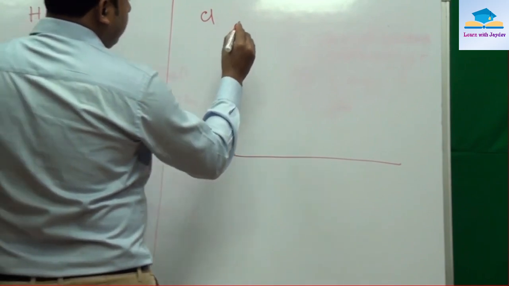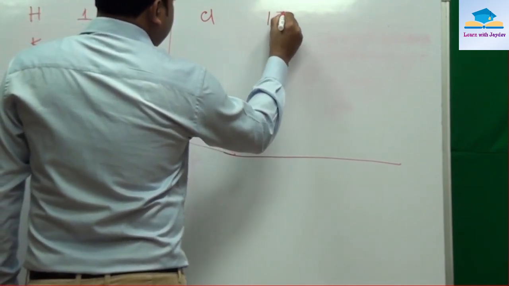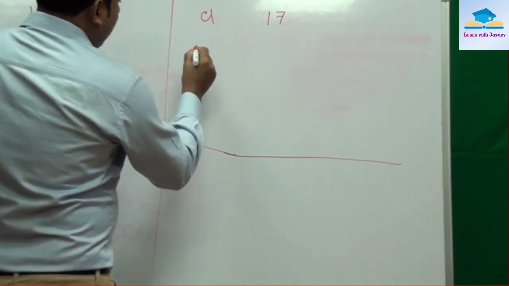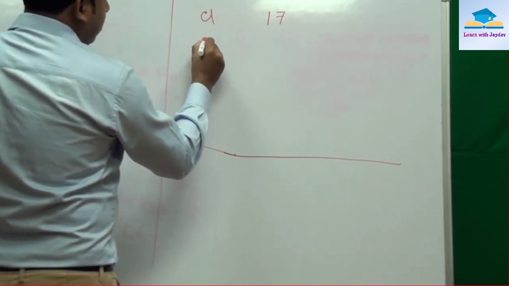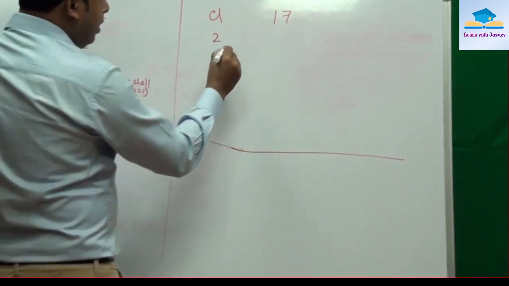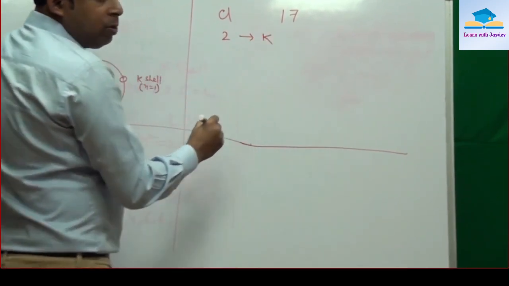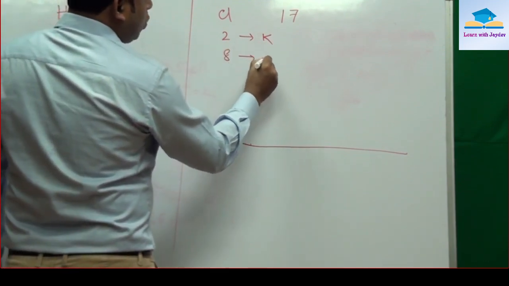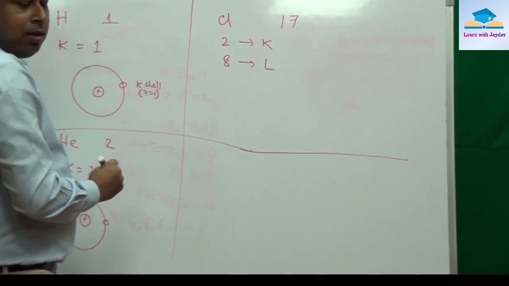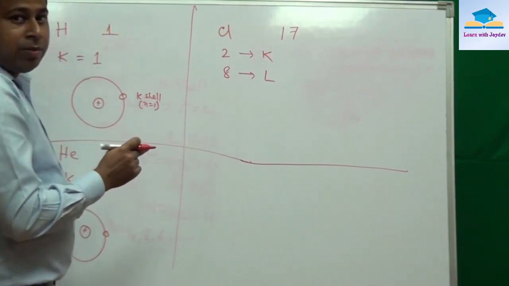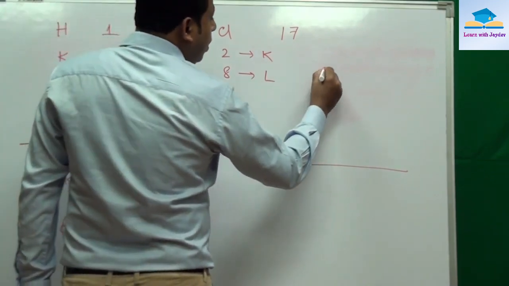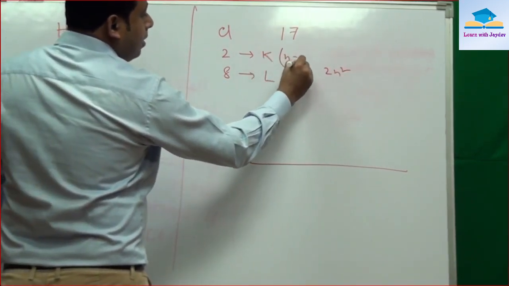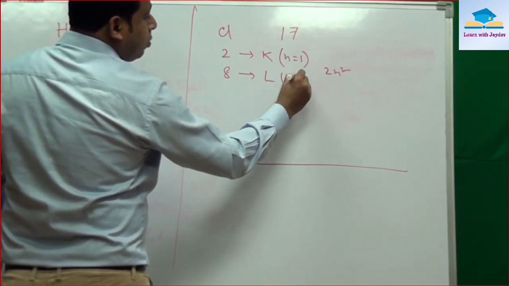There are 17 electrons in a chlorine atom. So the first 2 electrons will be accommodated in the K cell, because the K cell can accommodate a maximum of 2 electrons, and 8 electrons will be accommodated in the L cell, because the L cell can accommodate a maximum of 8 electrons as per the formula 2n square, where K is n equals to 1 and L is n equals to 2.